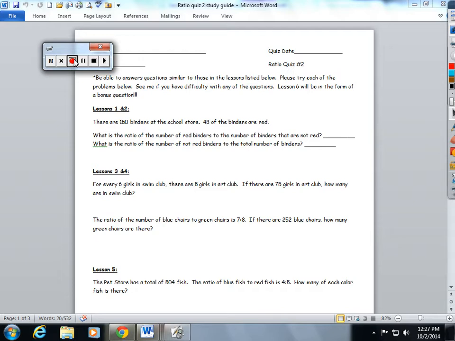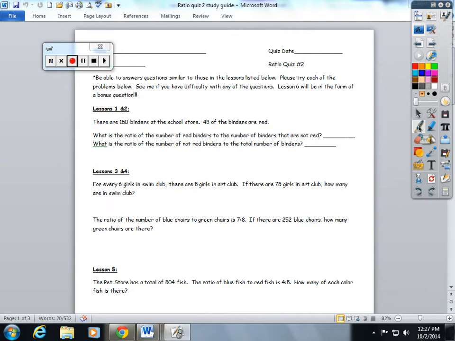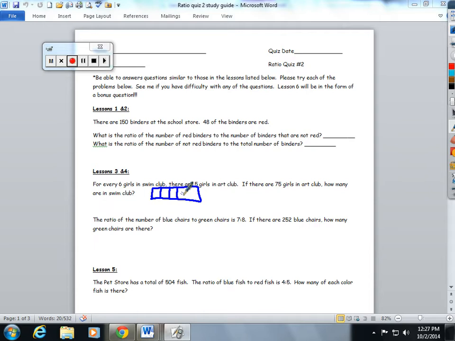So for every 6 girls in swim club, there are 5 girls in art club. If there are 75 girls in art club, how many girls are in swim club? So they say that there's 6 girls in swim club. So you draw 6 boxes: 1, 2, 3, 4, 5, 6. And then there's 5 girls in art club: 1, 2, 3, 4, 5. And then you have to label them. Swim club to art club.